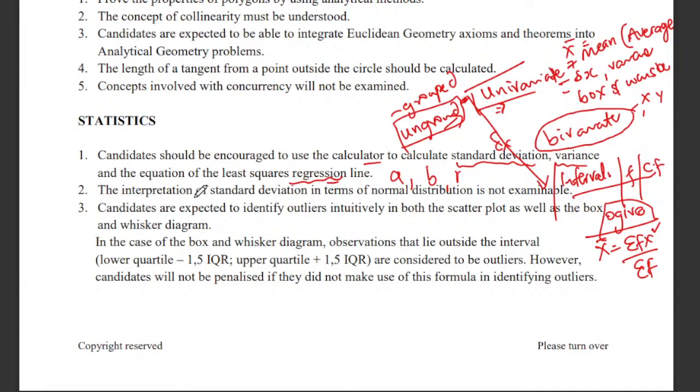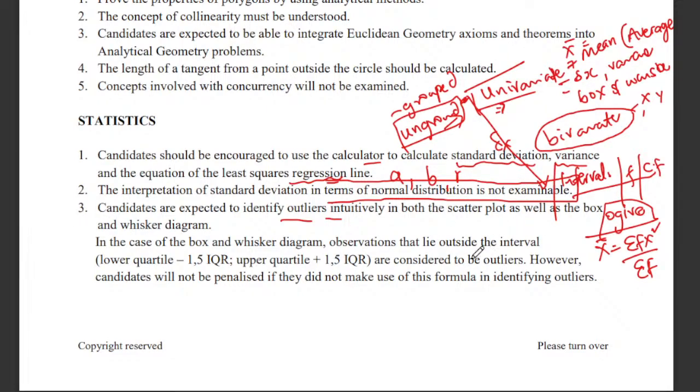Then the interpretation of standard deviation, okay, is not going to be examined. Okay, when they tell you about how big or how small the standard deviation is and all of that, it's not going to count. Then candidates are expected to identify outliers, okay, using our common sense in both the scatter plot as well as the box and whisker.